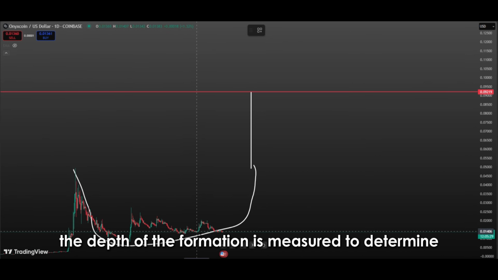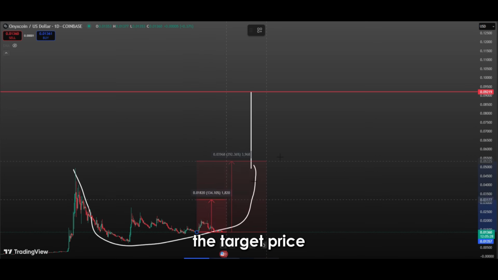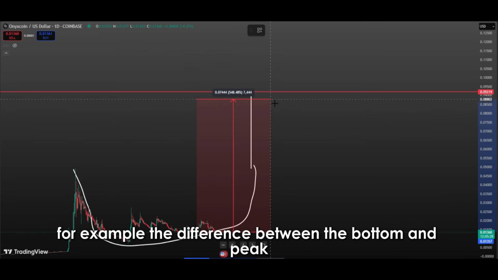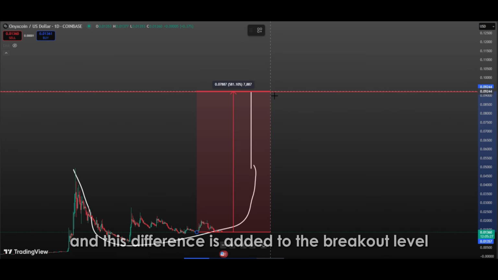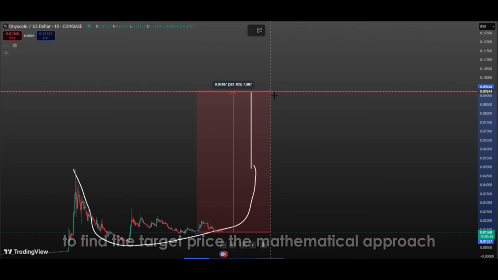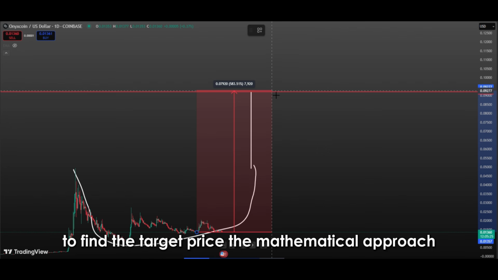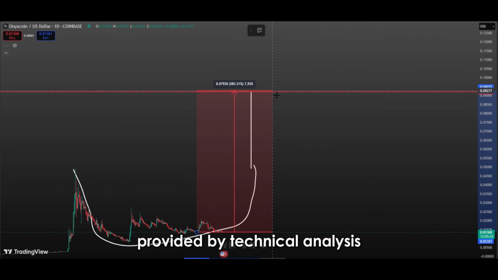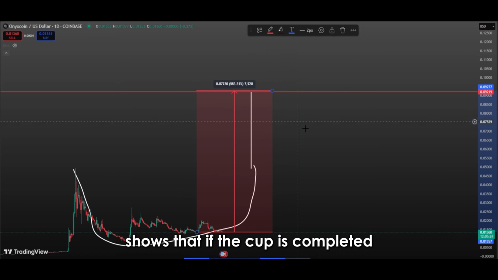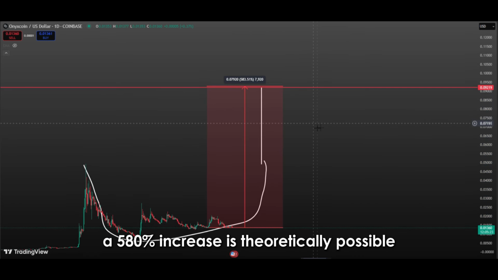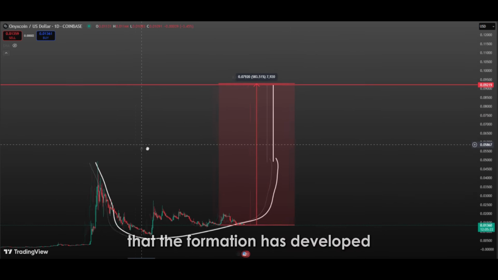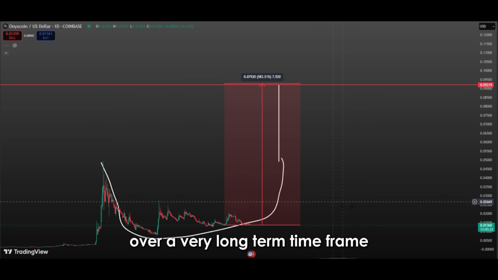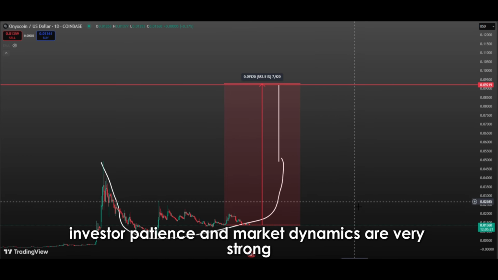The depth of the formation is measured to determine the target price. For example, the difference between the bottom and peak points of the cup is taken as the depth of the formation, and this difference is added to the breakout level to find the target price. The mathematical approach provided by technical analysis shows that if the cup is completed, a 580% increase is theoretically possible. Such a high percentage usually indicates that the formation has developed over a very long-term time frame, meaning both investor patience and market dynamics are very strong.